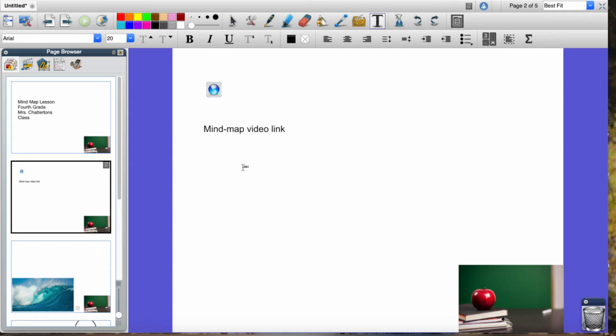There you can do a tutorial to see what mind maps are. I'm going to show my students that. That'll be a great interactive way to get them excited about the idea.